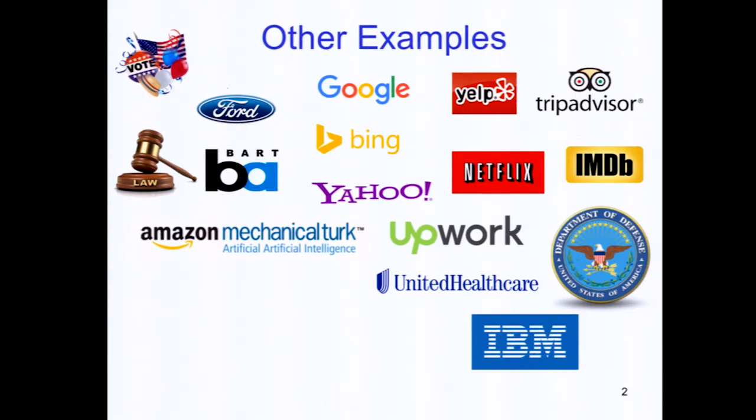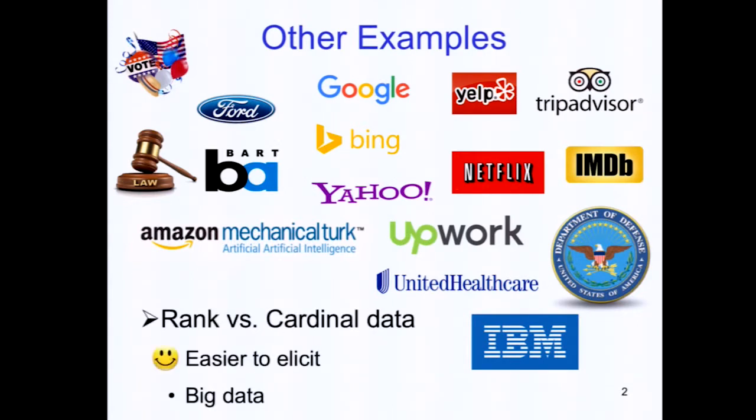For example, deciding which company to buy among a list of thousands of companies. Okay, so there are many examples. I can give you references to the applications of these examples, but it's just too much to put on this slide. Now, why do we care about ranked data but not cardinal data?